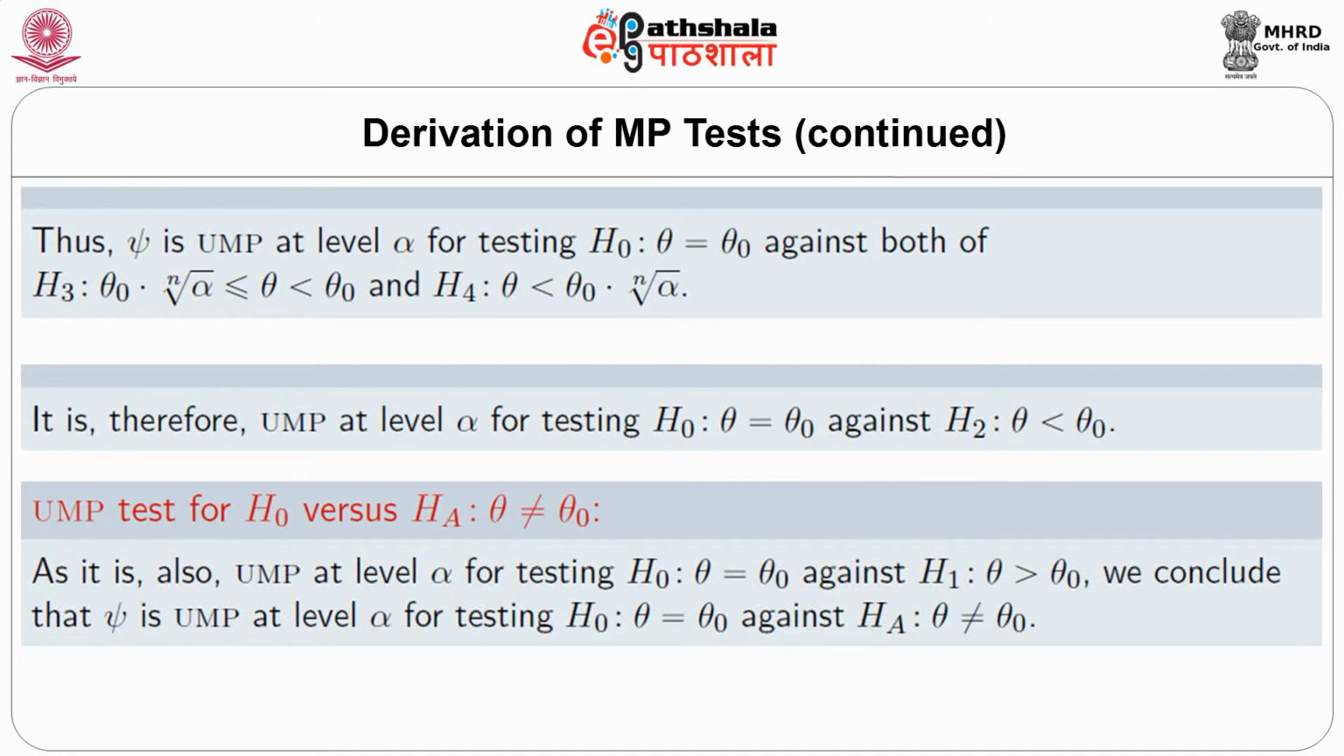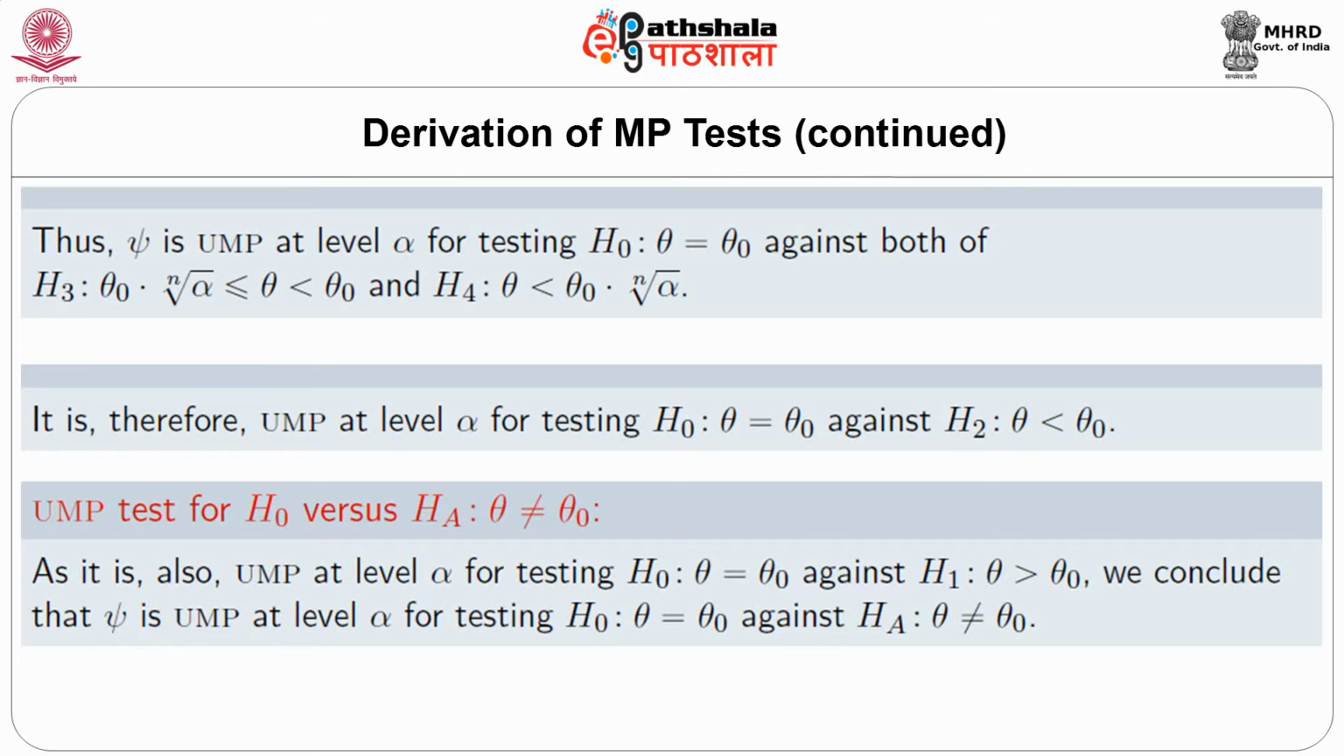It is possible to identify a constant k such that an application of the Neyman-Pearson lemma gives the most powerful test for testing H naught against the alternative without any reference to the power. Can you guess what that constant is? Thus, psi is uniformly most powerful at level alpha for testing H naught, theta is theta naught, against the alternative that theta lies between theta naught alpha to the power 1 by n and theta naught.